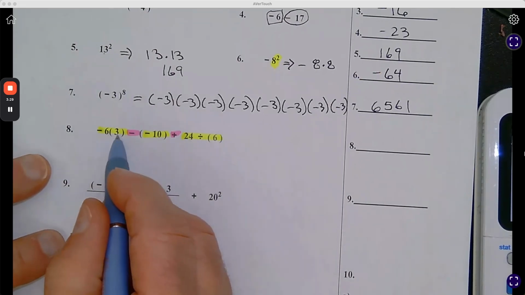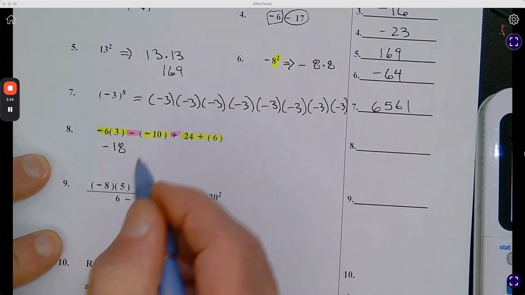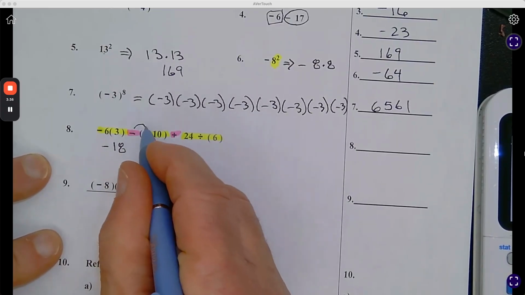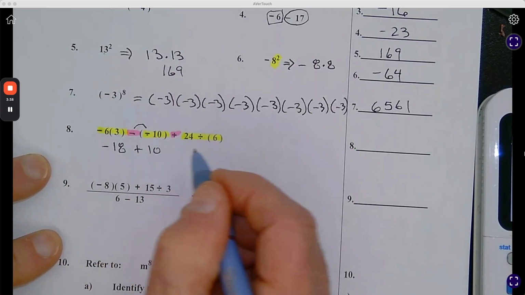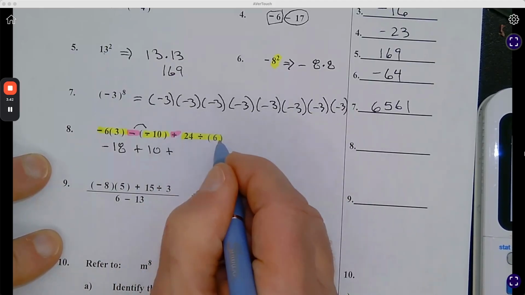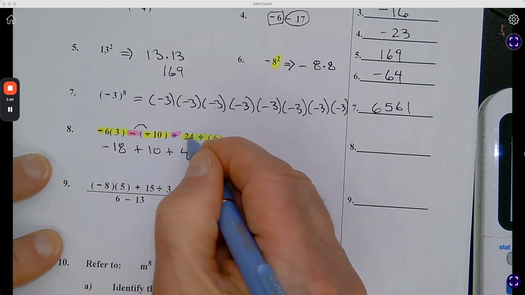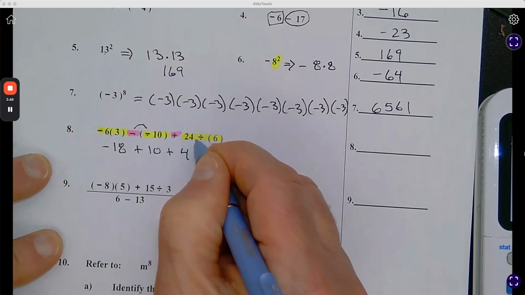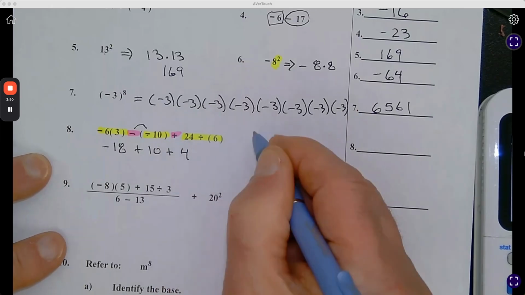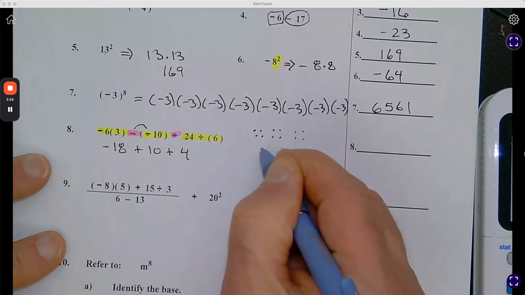So negative 6 times 3, that's negative 18. Minus minus makes a plus. And then plus 24 divided by 6 is 4. Remember what this means. This means you have 24 M&Ms and you want groups of 6. So how many groups, what is in each group, right?